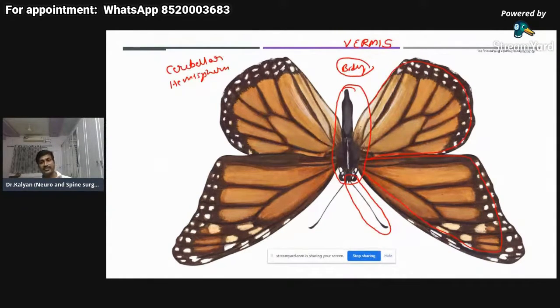So what is the function of the vermis? It connects both the cerebellar hemispheres. That is the function of the vermis. And how many components are there in the cerebellar hemisphere? We have one, we have two, and don't forget, we have three.